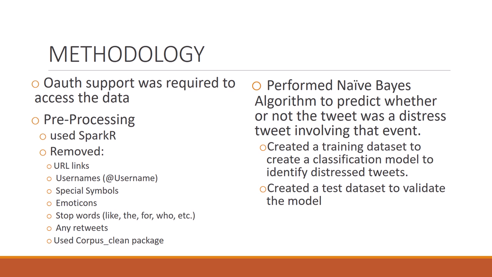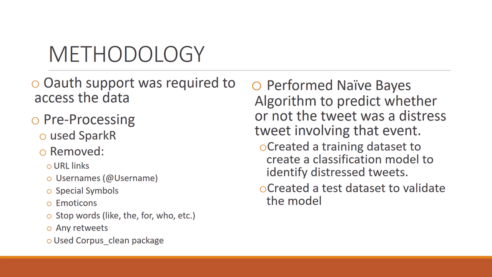The data was also pre-processed using SparkR. I would have removed the URL links and usernames. The nice thing about Twitter is that anytime they're referencing another username, they have an @ symbol in front of it, so it's very easy to locate and remove. Also removed were any special symbols, emoticons, stop words such as like, the, for, who, etc., and any retweets. To clean up the data set, the corpus clean package in SparkR was used.